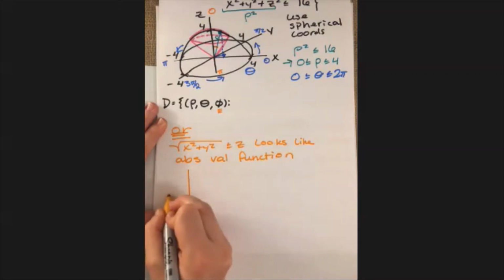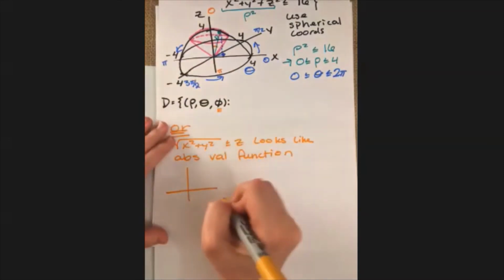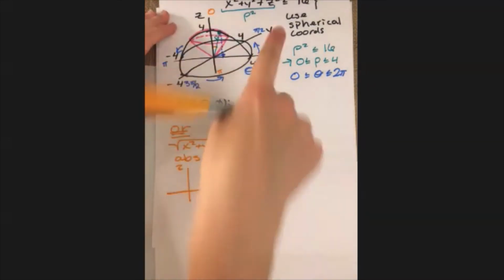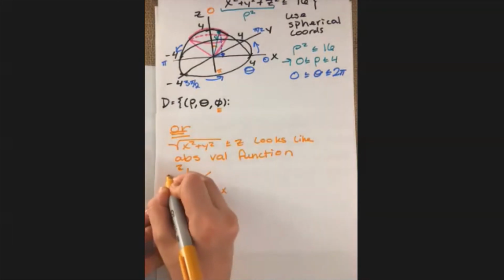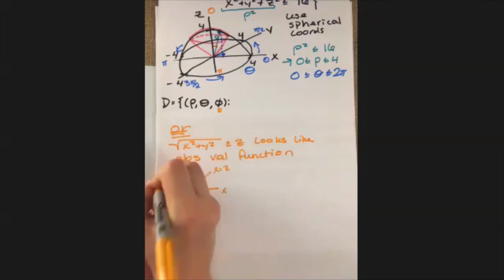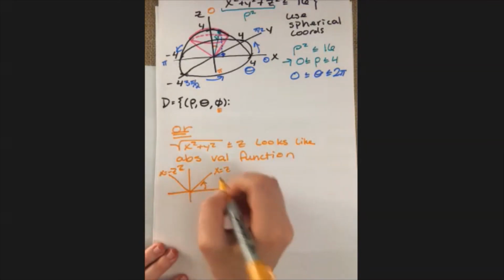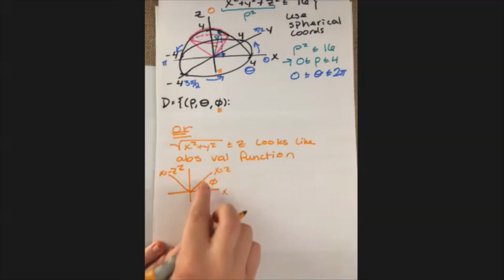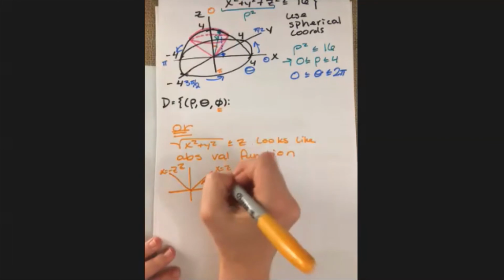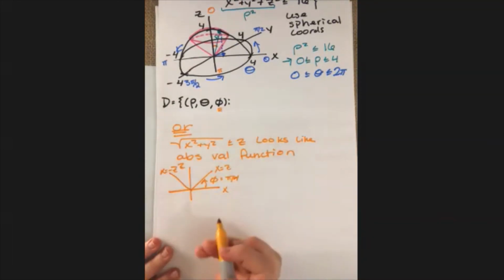Right? So if we look at it in the XZ plane, we're just looking at this vertical cross section right here. It looks something kind of like that. Well, this is the line x is equal to z and x is equal to negative z. And this angle right here, well, that's phi, right? Because we're just looking at this cross section. Well, it's pi over 4, okay?